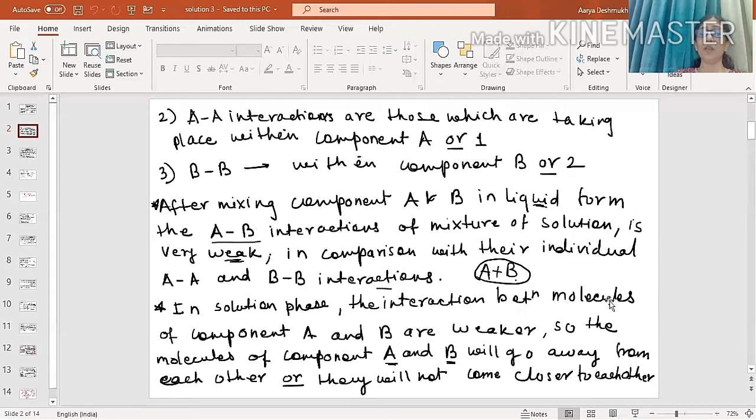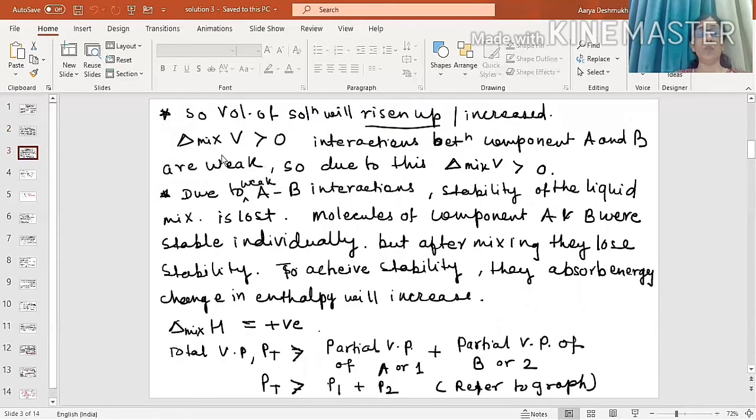So in the solution phase, the interaction between molecules of components A and B is weaker. The molecules of A and B will go away from each other, or will not come closer to each other. Due to this, after mixing, since A and B are going away from each other, the volume of the solution will rise or increase. It means the change in volume of mixing is greater than 0, meaning the interaction between components A and B is weak. So delta V mixing will be greater than 0.